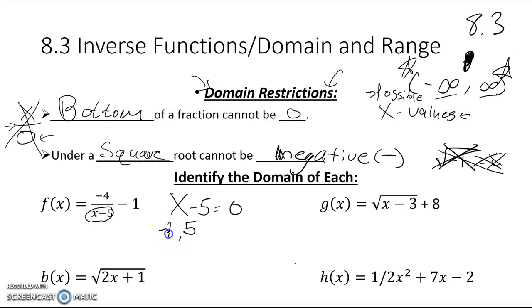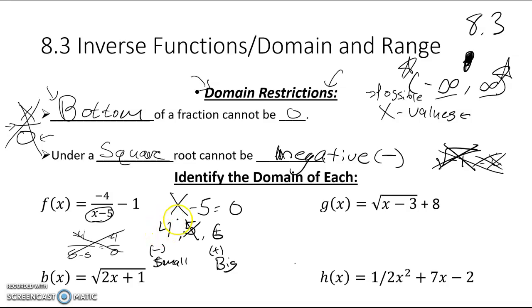Now pretend we have a number line. I'm going to try numbers that are smaller than 5 and numbers that are bigger than 5, like 4 and 6. Basically, I'm seeing whether I can plug these numbers in here. If I start with 5 and plug in 5 for x, I get negative 4 over 0. Just like the rule up here, I can't have that. So I cannot plug in a 5.